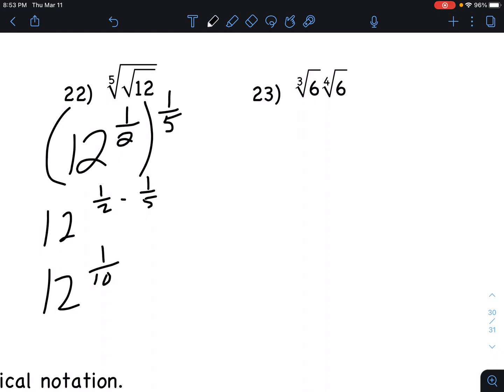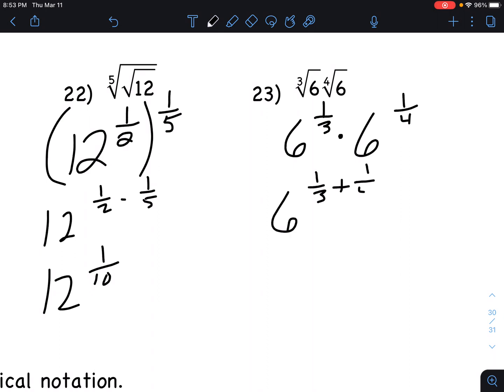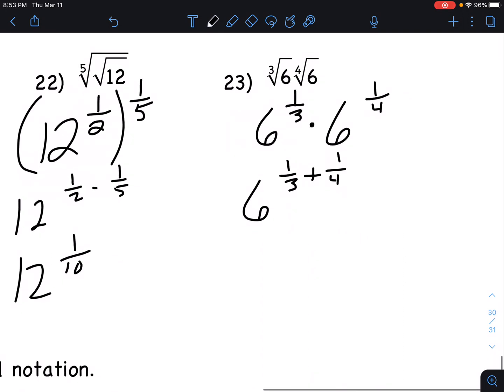Okay, so let's do this. If I'm converting to an exponent, let's change them both to exponents right away. So the first one would be 6 to the 1/3 power times, it's a hidden multiply, 6 to the power of 1/4. Now if we have 6 times 6, what are we supposed to do with the exponents? We're supposed to add them. So we're going to do 1/3 plus 1/4. I don't have a calculator, so I'm going to make common denominators when you add fractions.